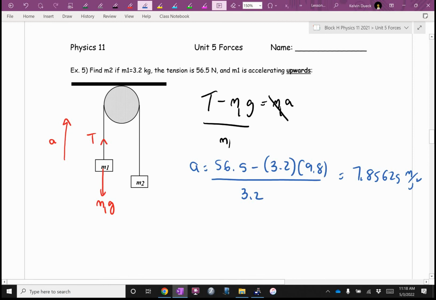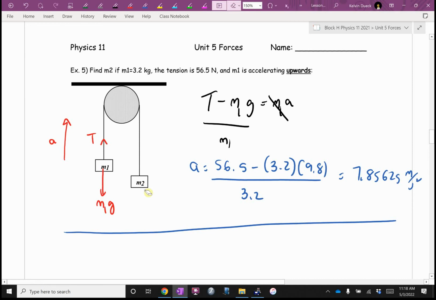Casey, are we done? No. What do they ask us to find? Mass 2. We ignored it because we said we need both acceleration and tension to find mass 2. I can find those from mass 1. Now, let's go to mass 2.